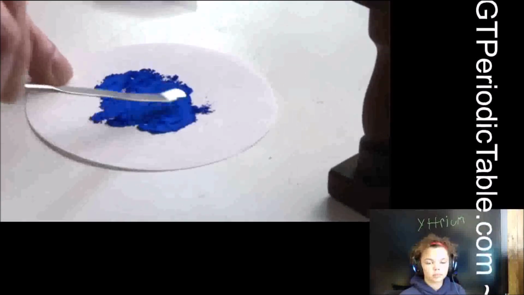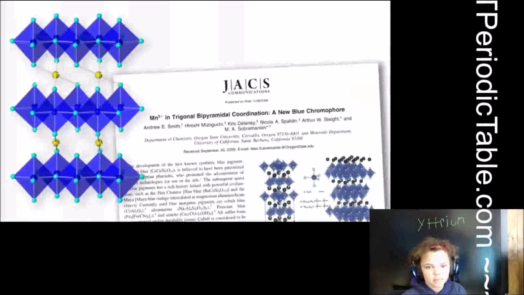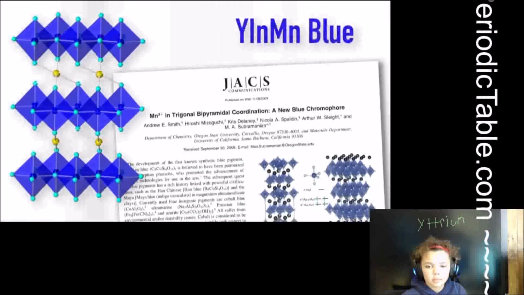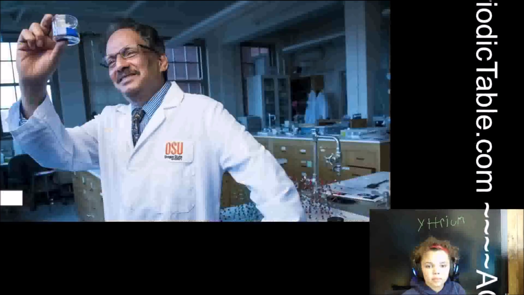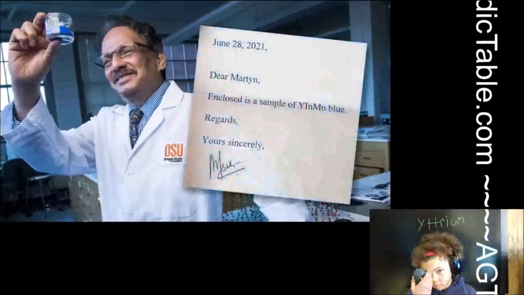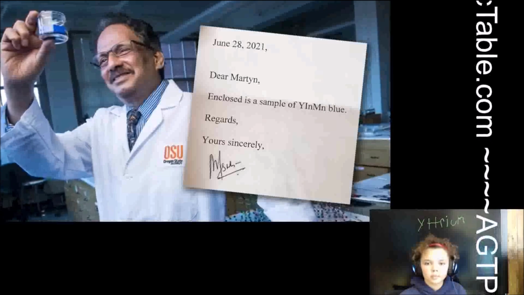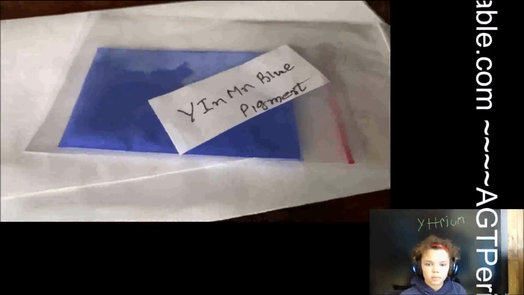The first time I've seen Neil get really excited about the colour of anything. This compound, which is called colloquially YInMn blue, was discovered by a chemist at Oregon State University called Mas Subramanian, and he sent me a sample of YInMn blue. I heard about it on the radio, I emailed him, and he sent us a sample. The reason that people have got so excited about this compound is that it is the first blue pigment that has been discovered for 200 years.